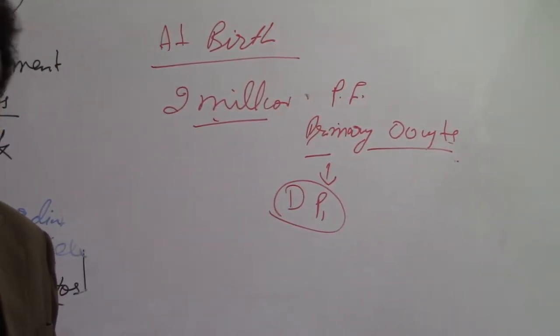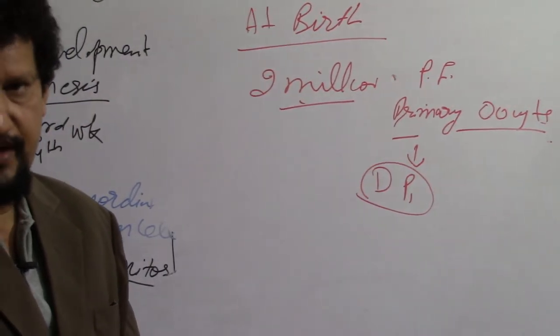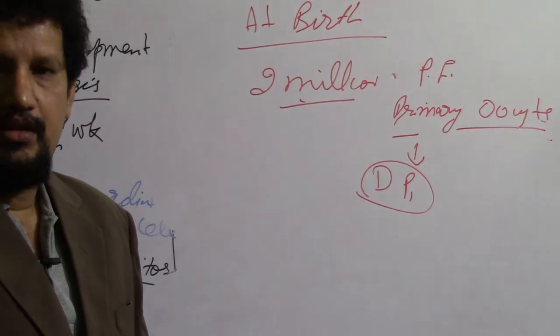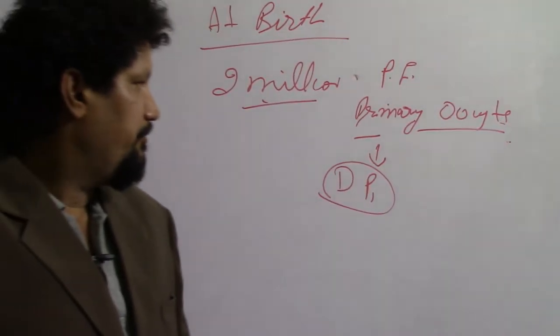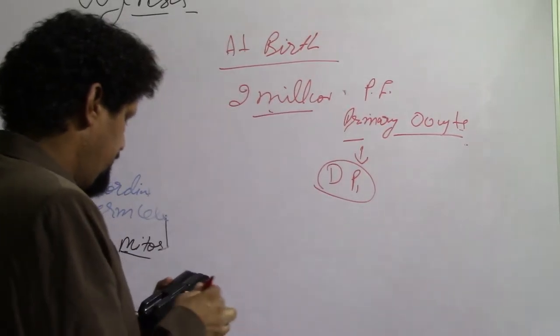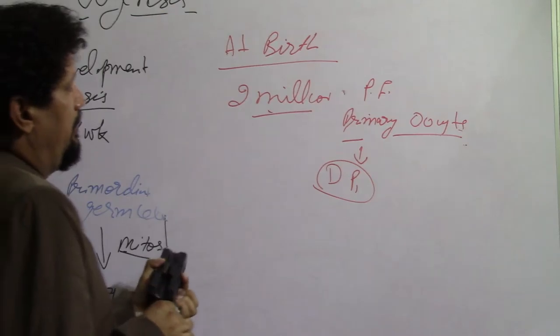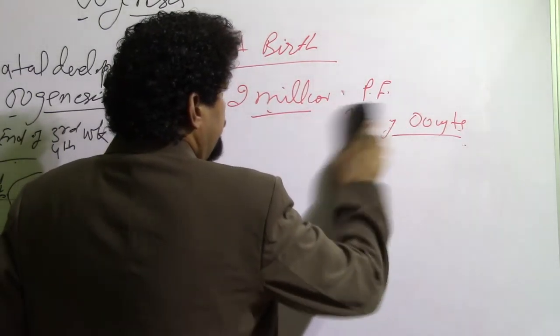So the number was 7 million at 5 months of intrauterine life. The number is reduced to 2 million at the time of birth. So more than 5 million oogonia and primary oocytes degenerate, and these form the interstitial part of the ovary.